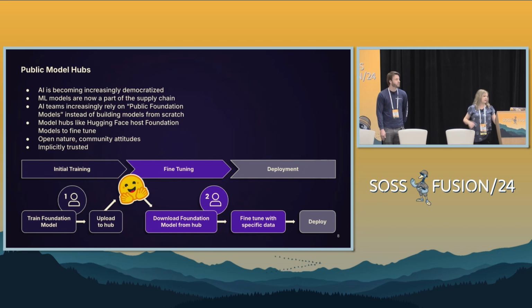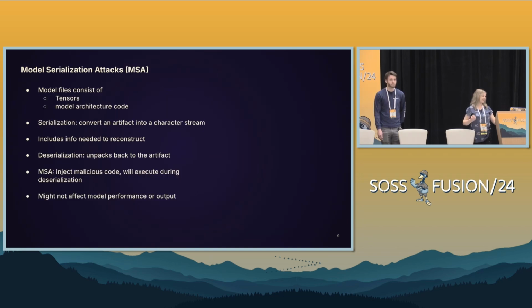So it increasingly means that machine learning models are part of the supply chain. It's something that's coming into the organization. And there's a very open nature, a community attitude around these model hubs. Everyone's developing on the same models and making them better. And this leads to an attitude of implicit trust, often, in the models from these communities, which leaves us open to attacks like model serialization attacks.